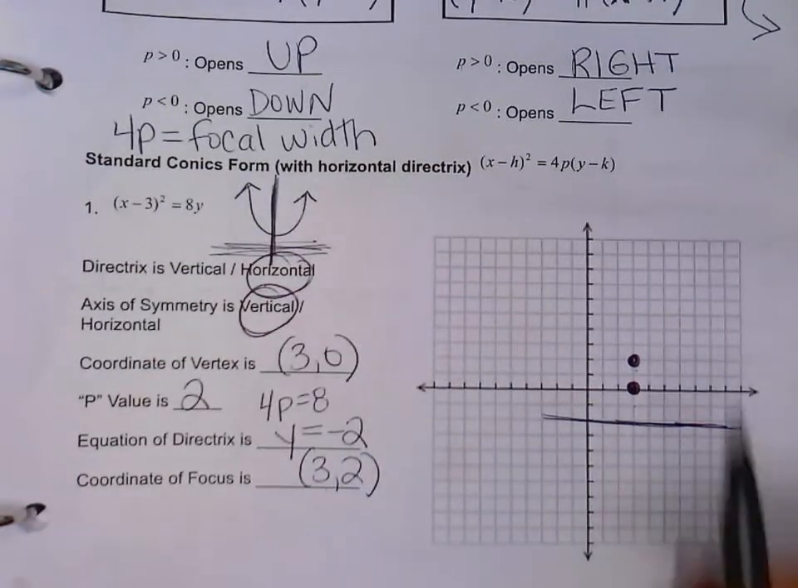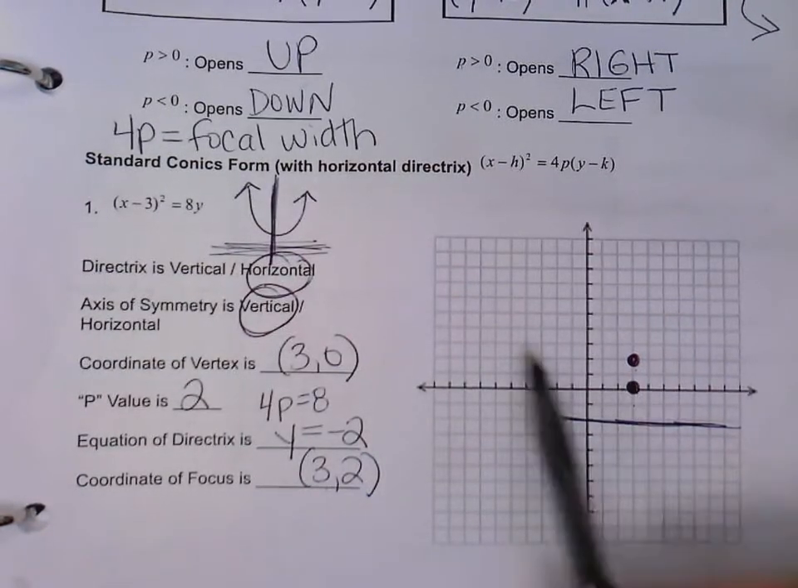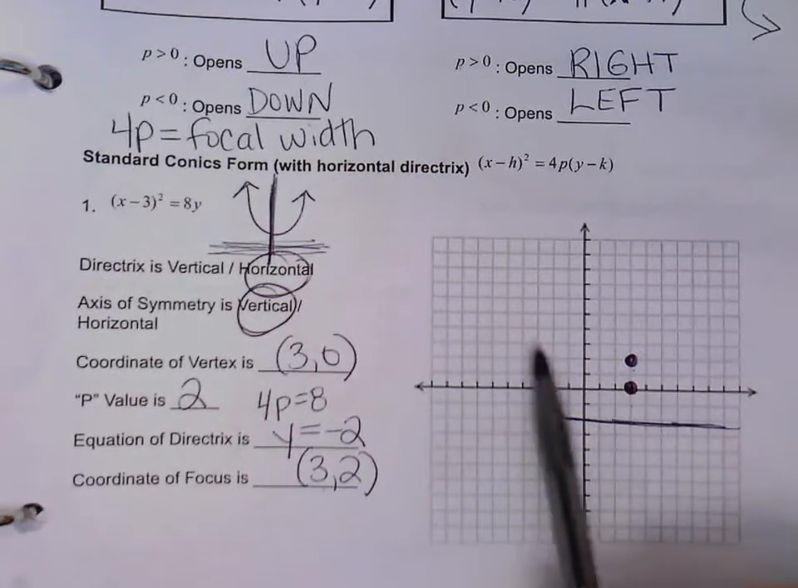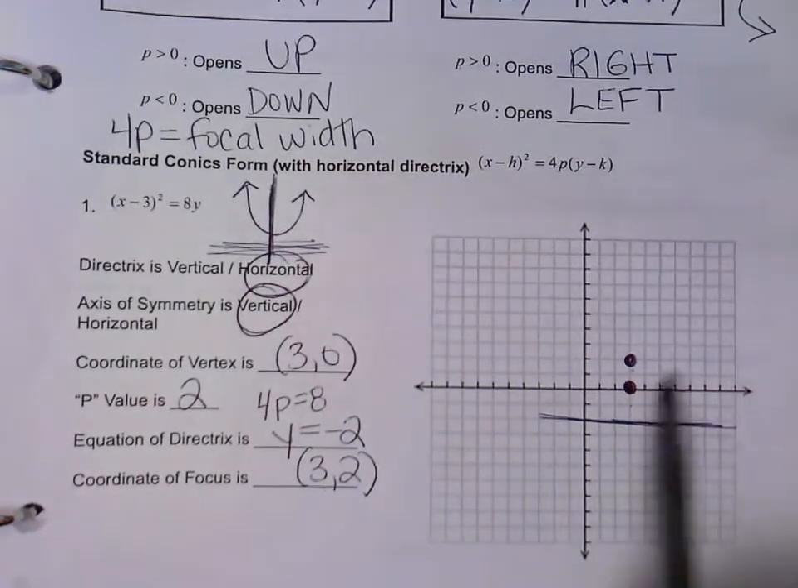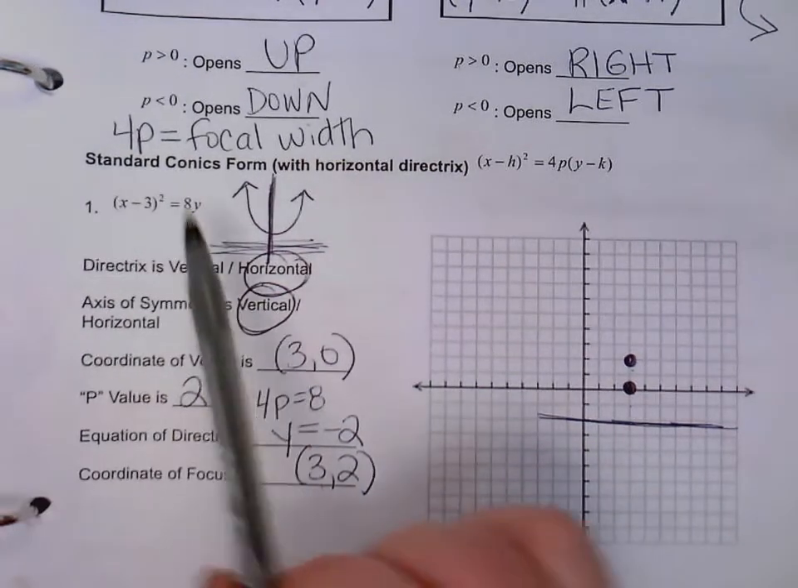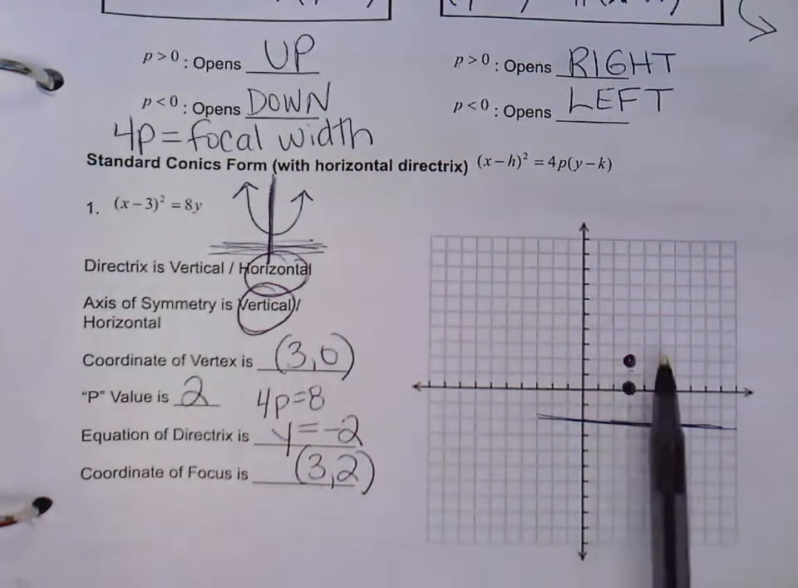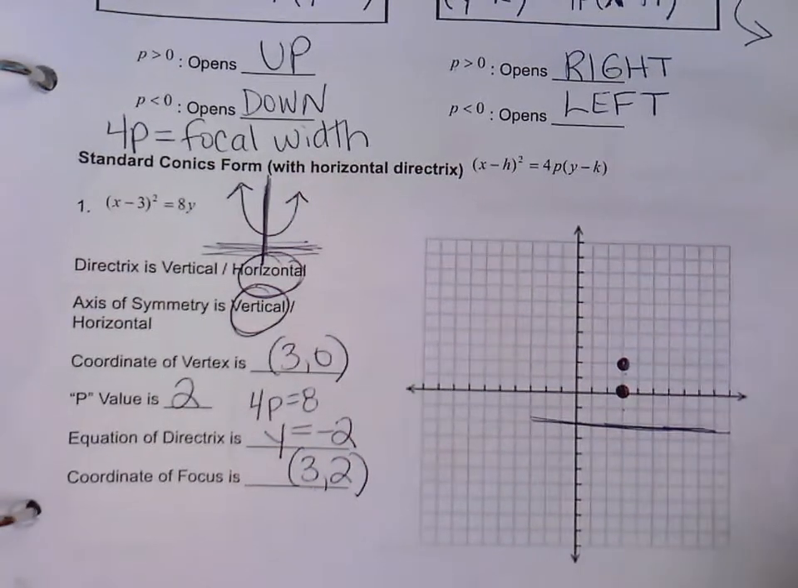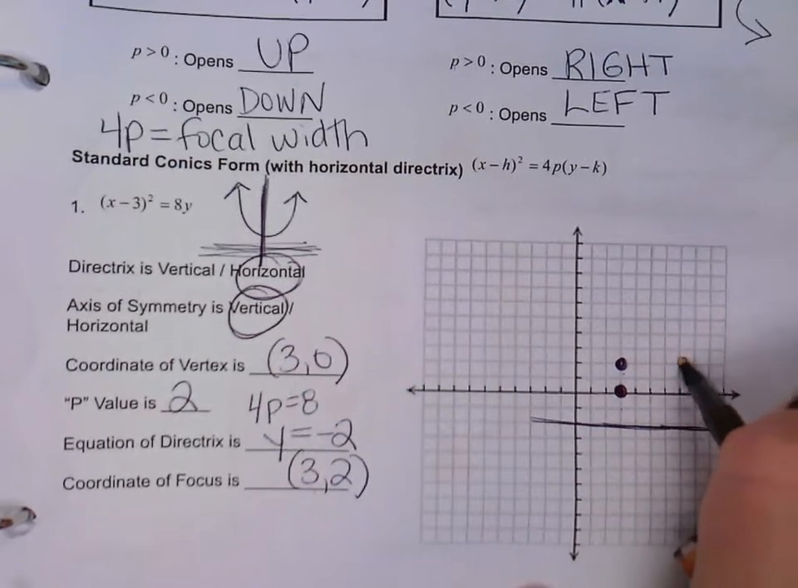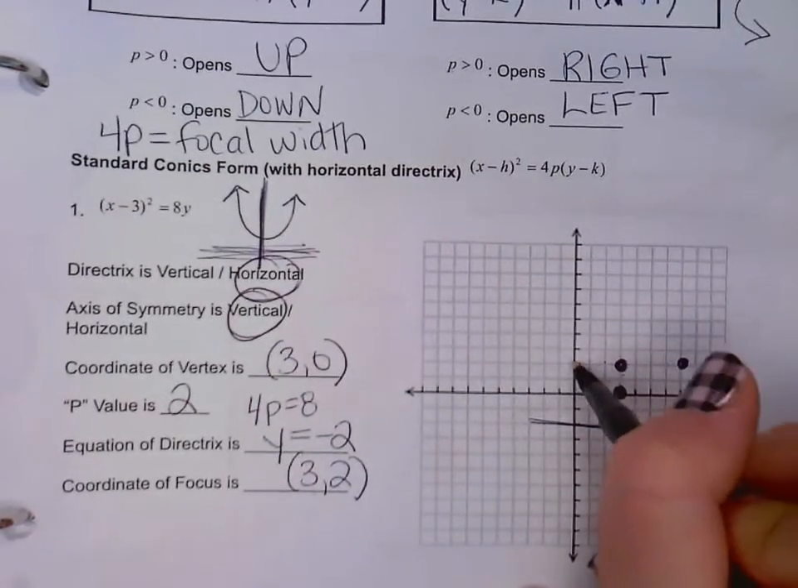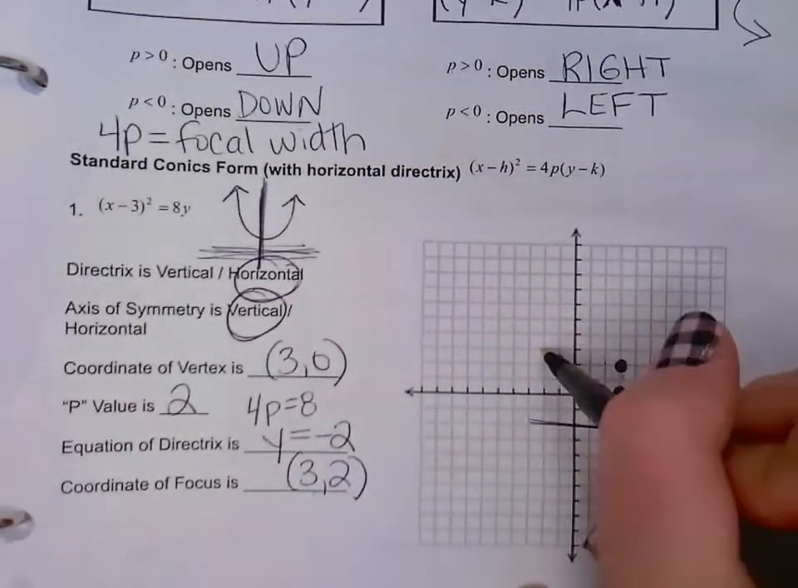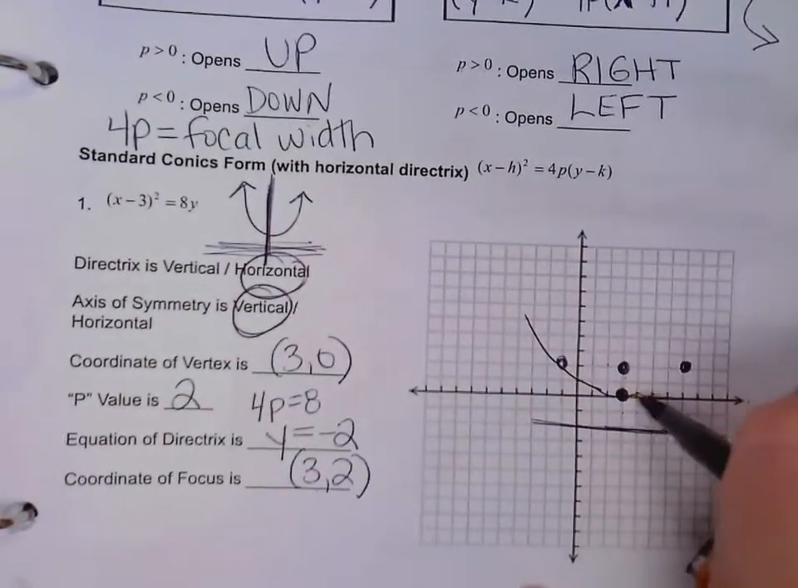Right? That's the point 3, 2 right there. I just have to figure out how to graph the wideness of this parabola. Remember I said 4p is 8, and that will be the focal width. So you're going to go 1, 2, 3, 4 on either side, 1, 2, 3, 4, so that the total focal width is 8 units wide.